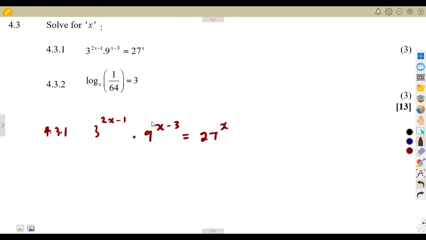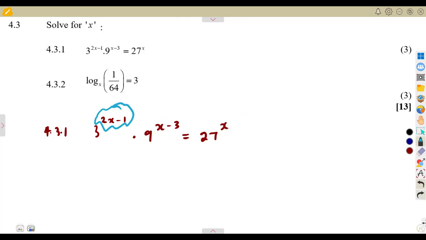So here we are given 3 to the exponent of 2x minus 1 times 9 to the exponent of x minus 3 is equal to 27 to the exponent of 3x. I always say when working with exponential equations where the unknown is on the exponent, like what we are seeing here, the unknown is on the exponent.